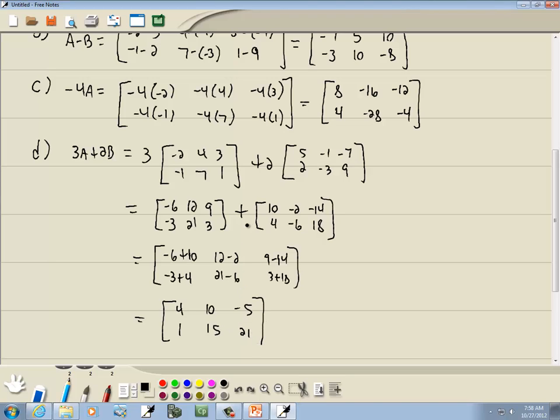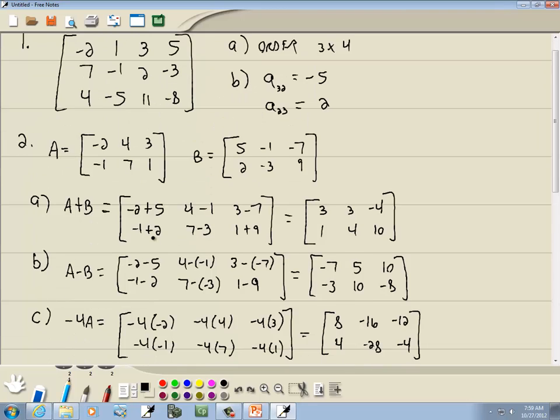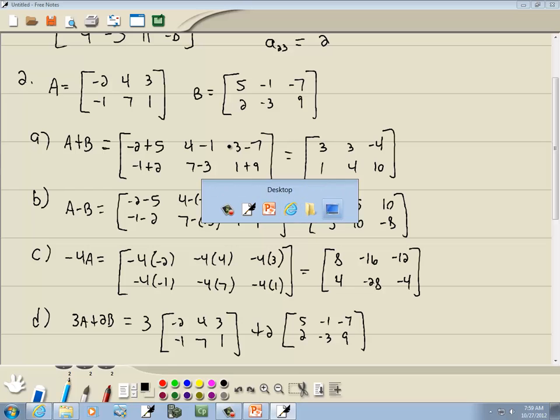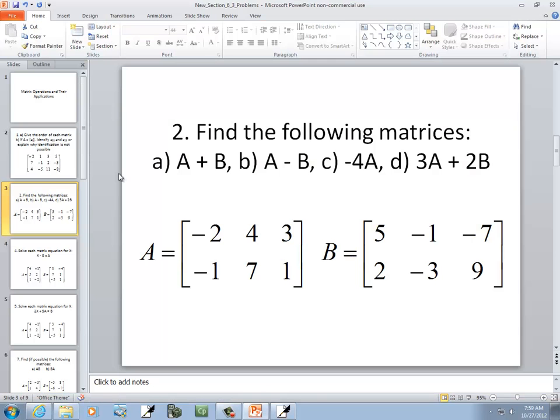Assuming I didn't make any basic math errors, these are our answers for these four parts. Let's do this in the calculator. Well, we're going to input our matrices first. I guess I've got to have my calculator up and running.